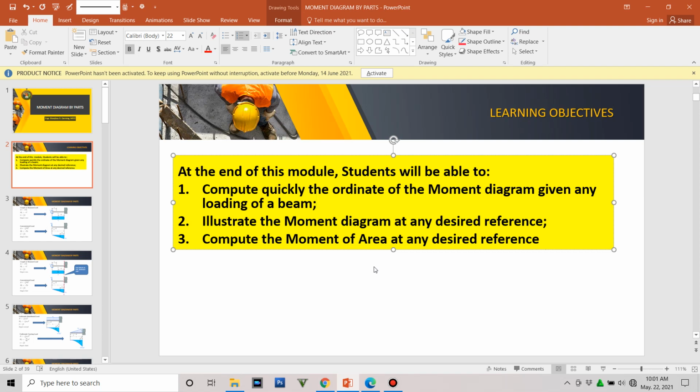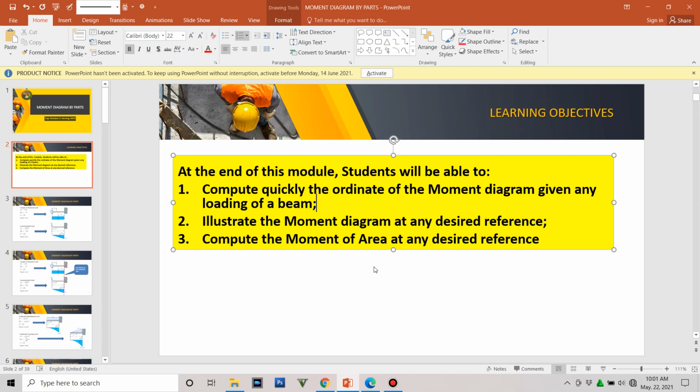Okay? Number 2, illustrate the moment diagram at any desired reference. Later on, by and by, I will teach you how to do the first step, because the first step is so crucial, and that is you should establish your desired reference. And then number 3, compute the moment of area at any desired reference.